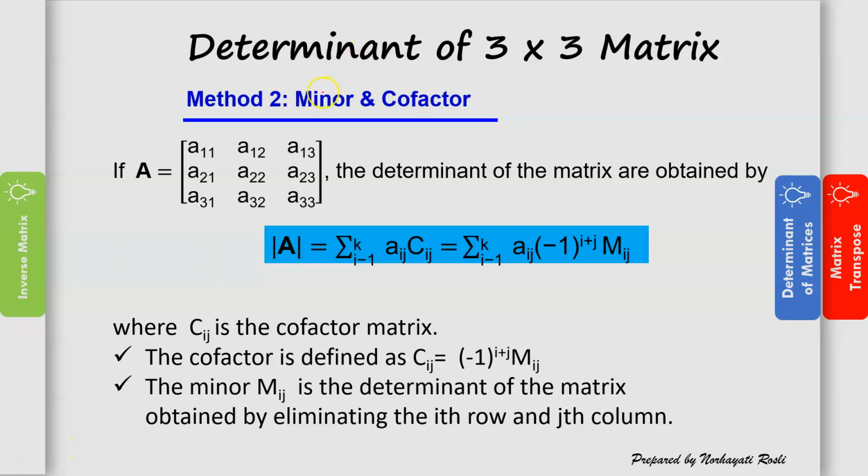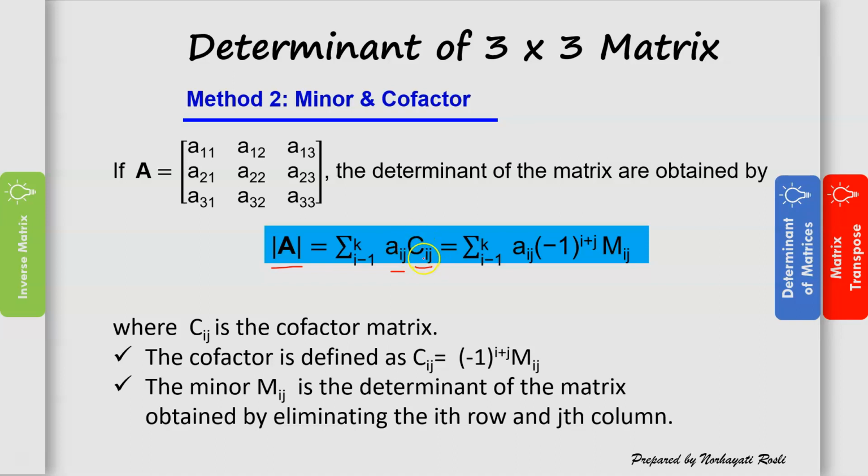So class, now we are going to find the determinant of a 3 by 3 matrix by using the second method, which is minor and cofactor. If we are given this matrix A with all these elements, we need to find the determinant by using this minor and cofactor method. It can be obtained by using this formula.